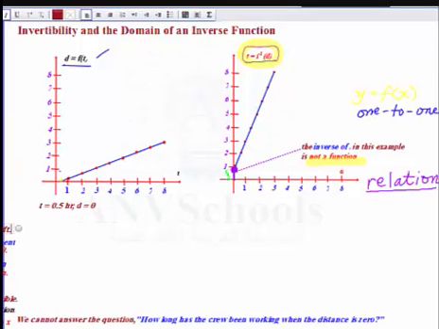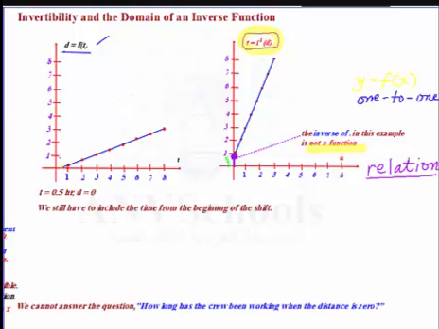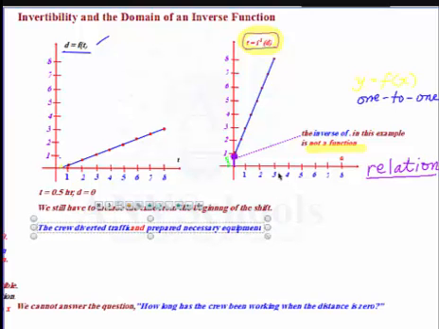What else? We still have to include the time from the beginning of the shift. Of course, we still have to include the time because they are being paid for the 8-hour shift. And again, from the time of the beginning of the shift, they have to make some preparations, like diverting the traffic and preparing the necessary equipment. So the crew diverted the traffic and prepared necessary equipment.